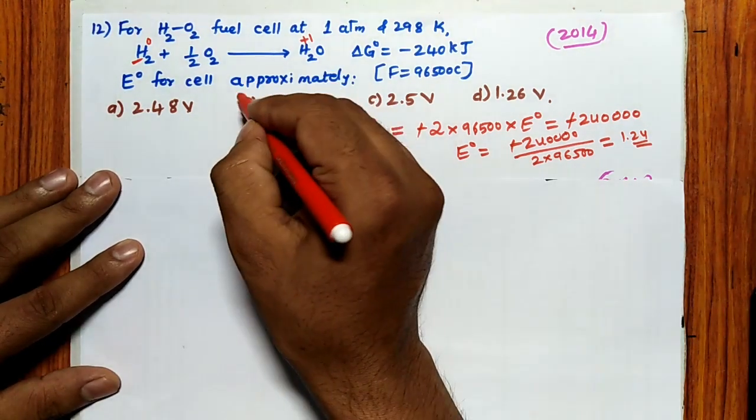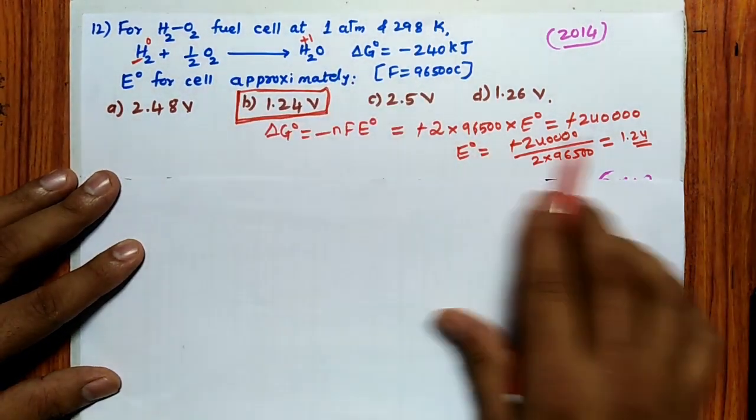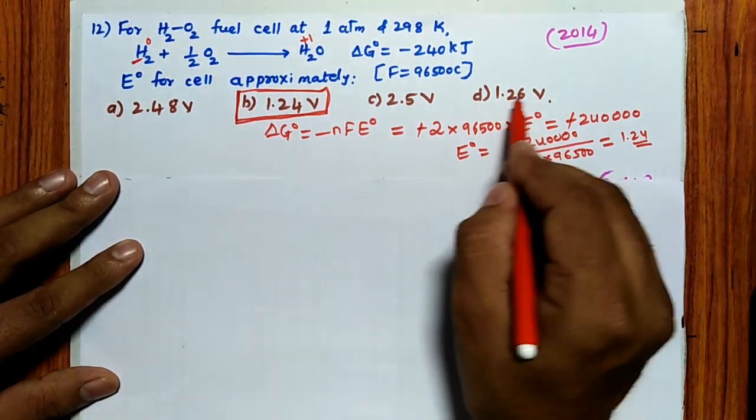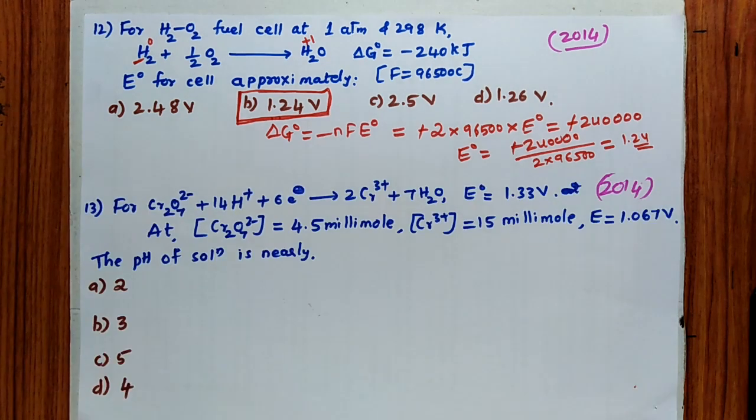You can see that answer. So you are going to get option B. You have to calculate the exact answer, because a small difference like 1.26 is given. But 1.24 is the answer in this case. That is the 12th one. Now the final last question. Very, very important question. So that is the 13th question.